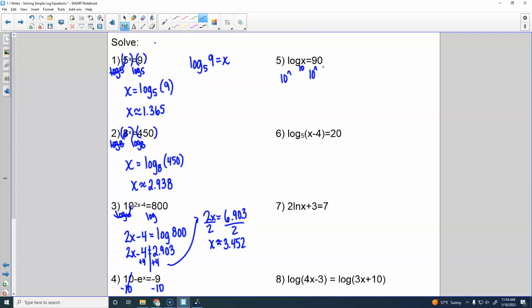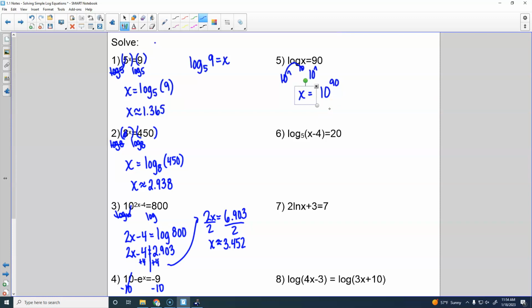This one is a little crazy. The 10 and the log base 10 cancel out. I just have the x left. And over here, I'm going to get 10 to the 90th power, which is 1 with 90 zeros. So we're just going to leave it as 10 to the 90th power. On your homework, if you see something like this and you're getting something to a huge power, just leave it as an exponent. It's okay.